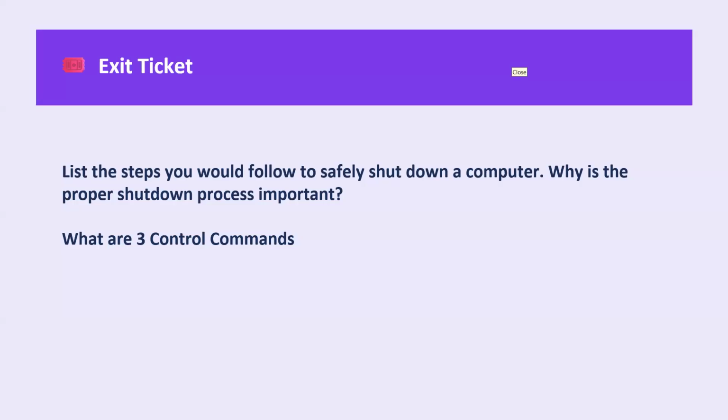Sounds good. So for this lesson, you can just talk with your group and then we can regroup. So either tell me what are the list of steps that you should follow to shut down your computer and why is a proper shutdown process important, or you can tell me what are 3 control commands. So talk with a group and then we can regroup in 1 to 3 minutes.